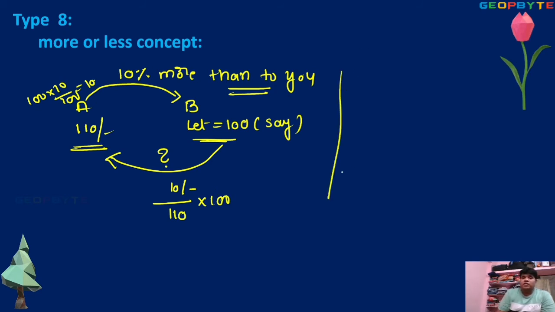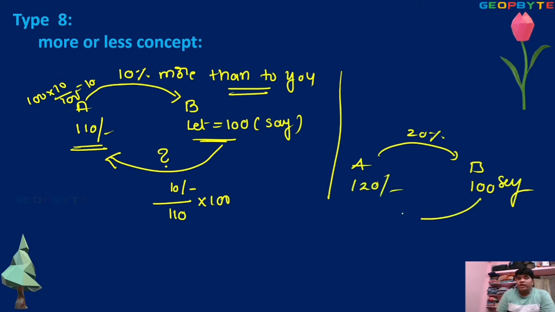Once again, A and B, two members. A said to B, 20% more. So A is 20% more. B value we don't know, say 100. So A value is 120. Now B said to A, B is how many rupees less compared with A? 20 rupees less. So how much percentage? This is rupees. In terms of percentage, how much percentage less? So 20 by 120 into 100. This is concept wise.